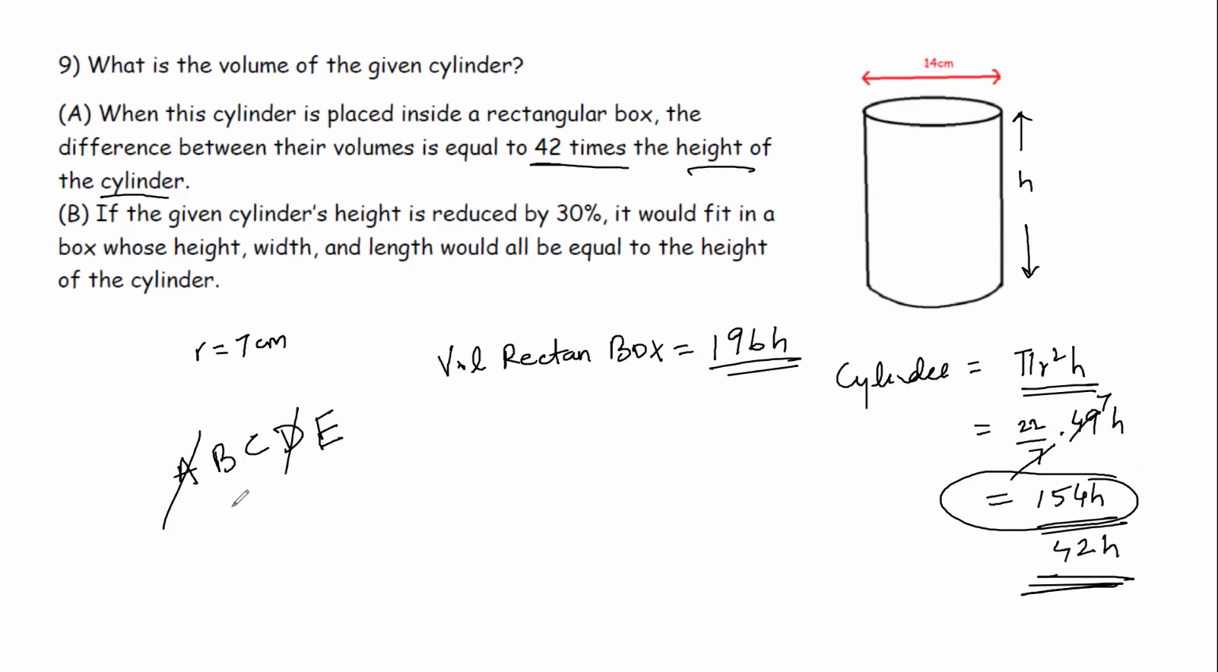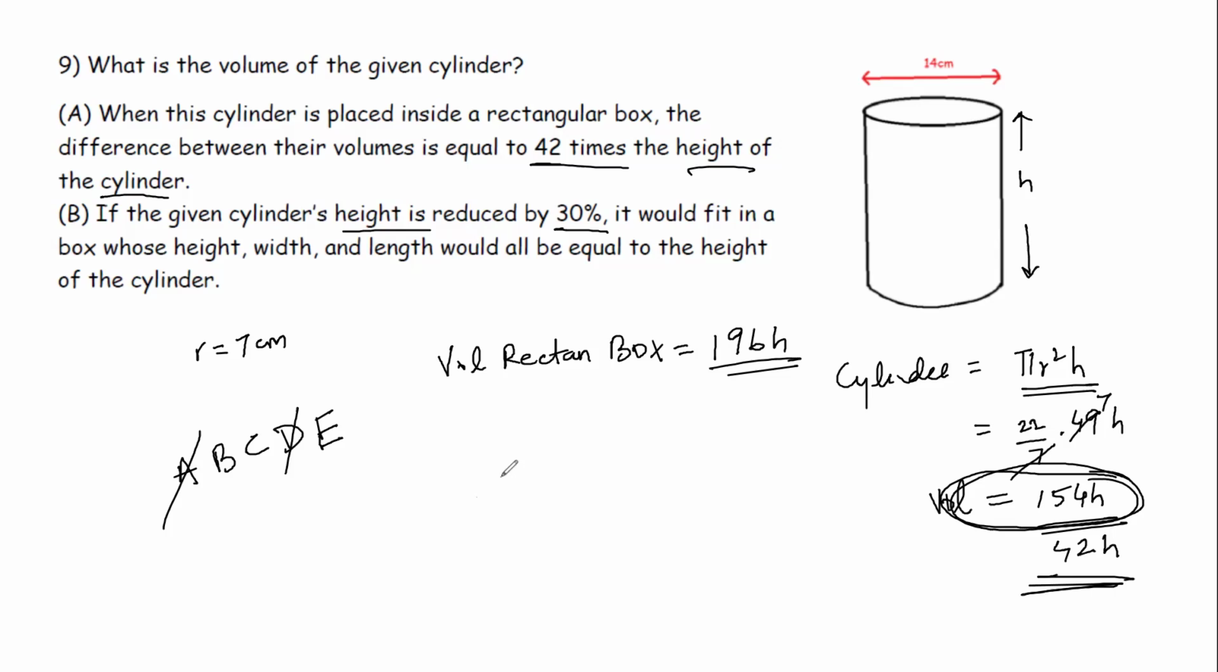Second statement on its own. Remember, now we are looking at the second statement. Without the first statement, we have this as the information. We know the volume of the cylinder in terms of height is 154h. So using that and the second statement, we'll see if we can get to the answer. If the given cylinder's height is reduced by 30%, it would fit in a box whose height, width, and length would all be equal to the height of the cylinder.